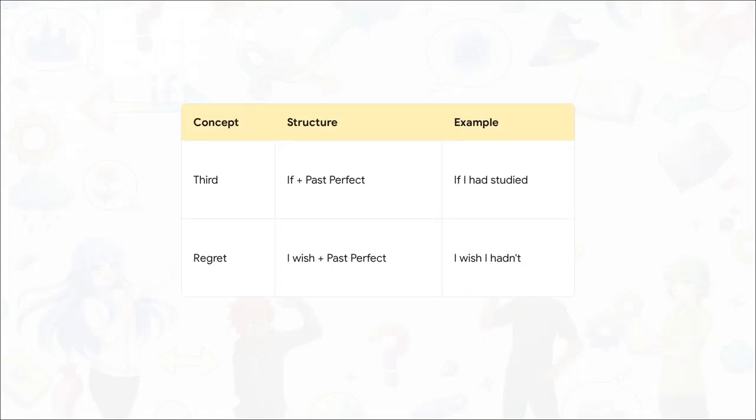To actually rewrite a past action, we use the third conditional. Because we're talking about the past, we have to shift our tense even further back than we did for the present. We use the past perfect.